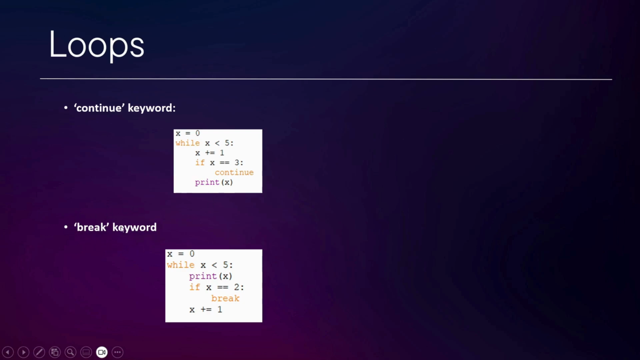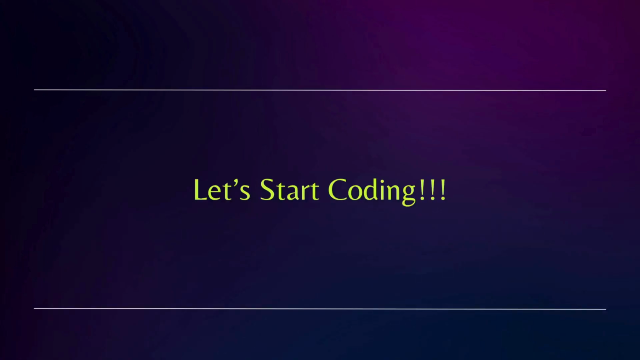We can also use the break keyword. So let's say we are doing this code printing, so once x becomes 2, we break. Now it just exits the loop. It does not execute this code. It does not go back again. It just comes out of the loop. So this is how we use both of them.